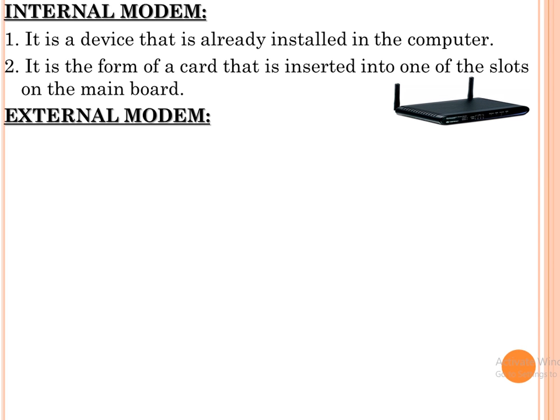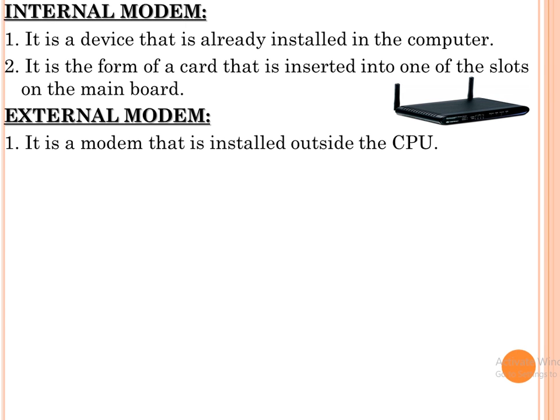And see, the next one is external modem. External modem is connected with the CPU cabinet through a cable to work with the internet. Okay, children, I hope you might be seeing that image. The image will be like this, the external modem.